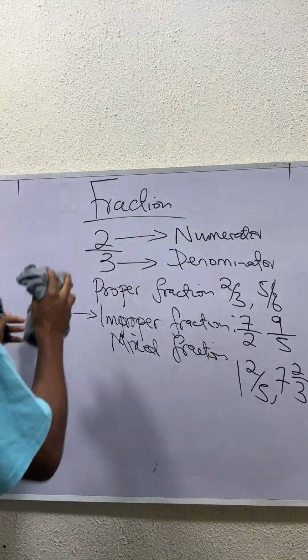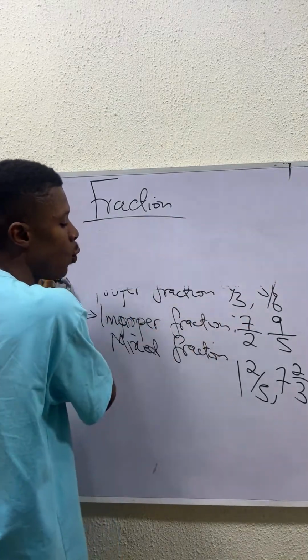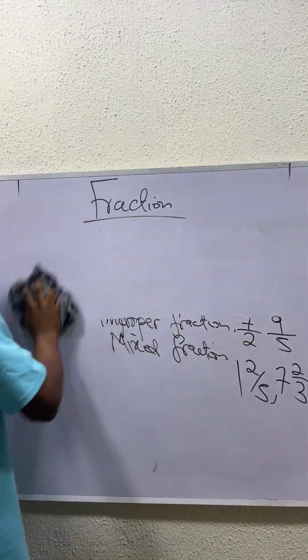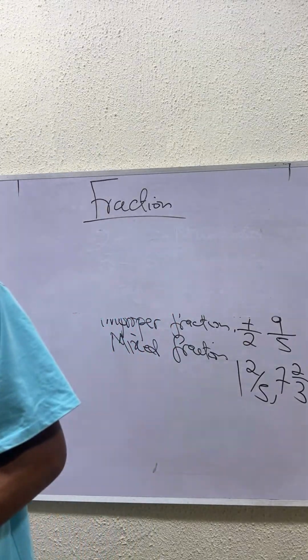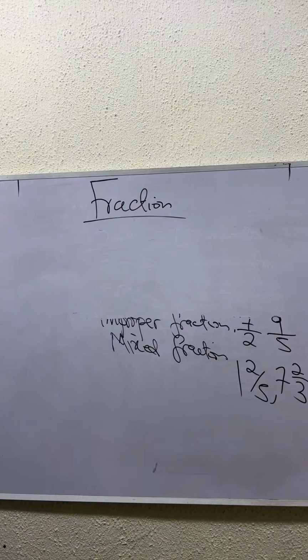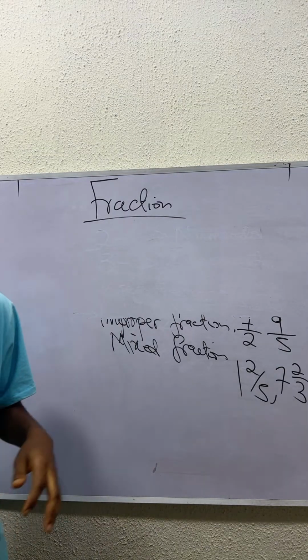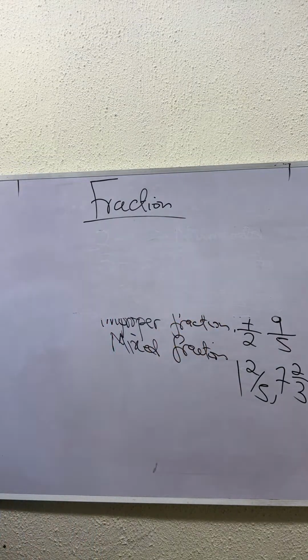Can you give me an example of an improper fraction? Just one example. Remember, an improper fraction is a type of fraction. 12 over 2.